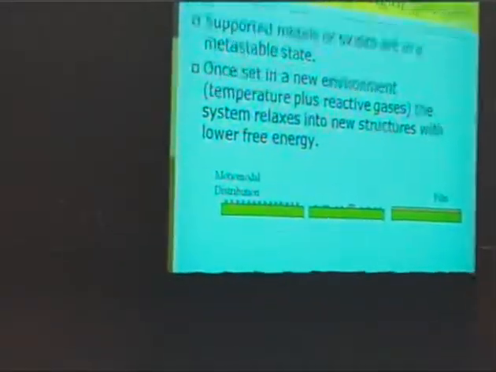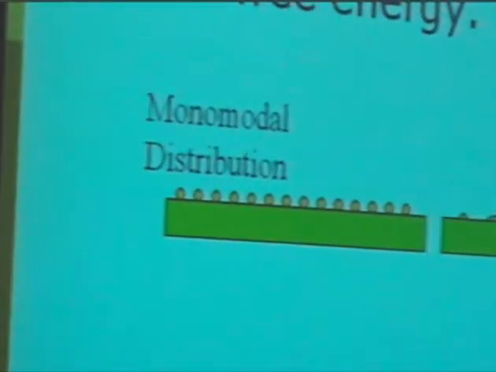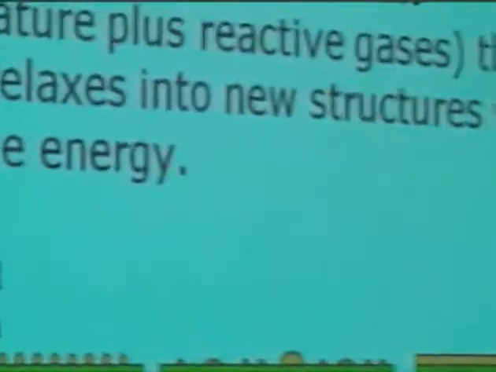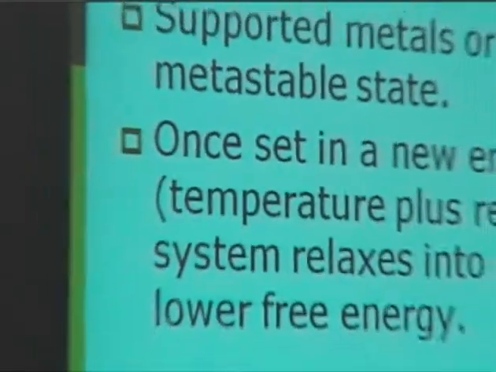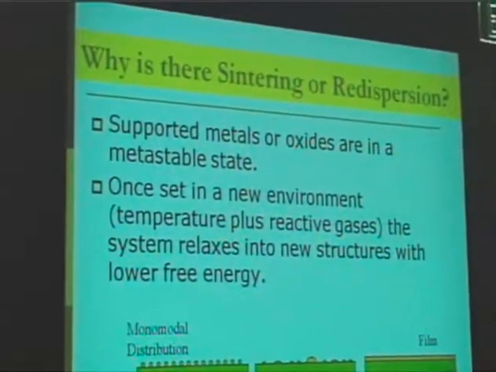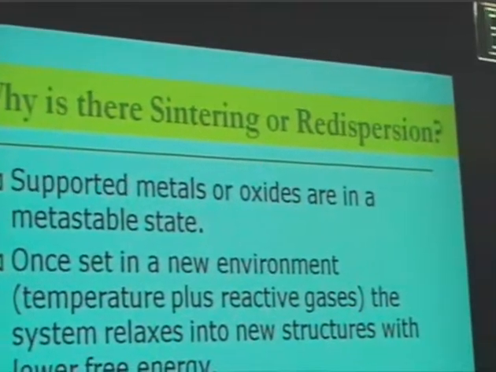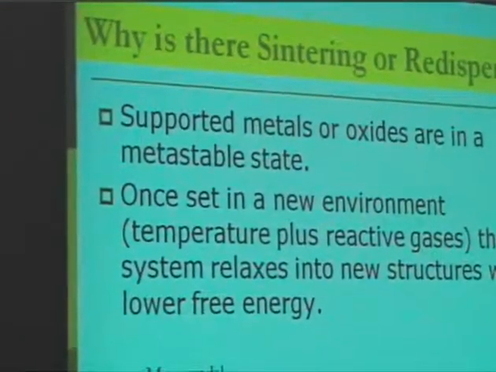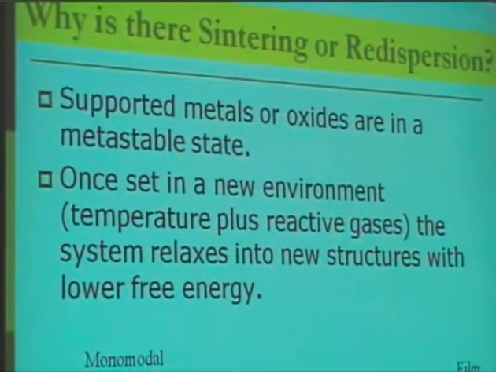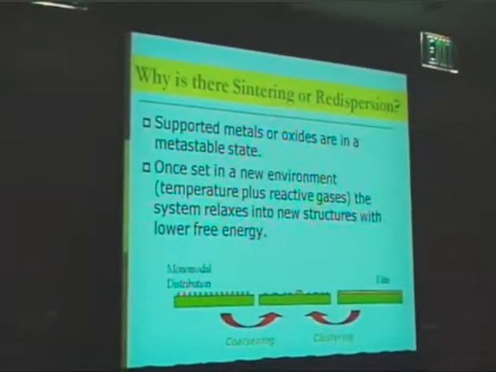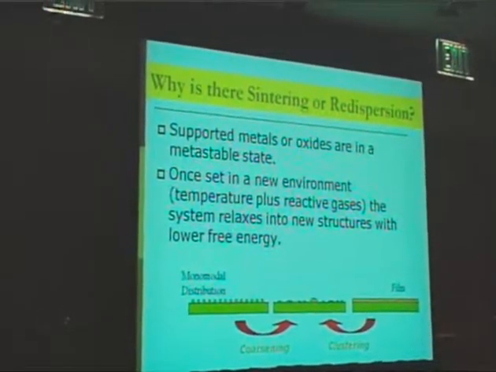Now, the reason that there is sintering or redispersion, and that's obvious to most of you, is because supported metals and oxides are in a metastable state either during synthesis or because they are put into a metastable state once you change the atmosphere. And you will have either coarsening or clustering depending on the treatment that you're doing to the system. So you can actually go either way.